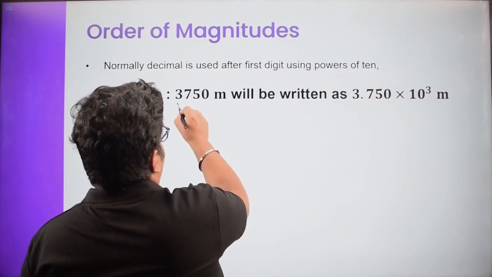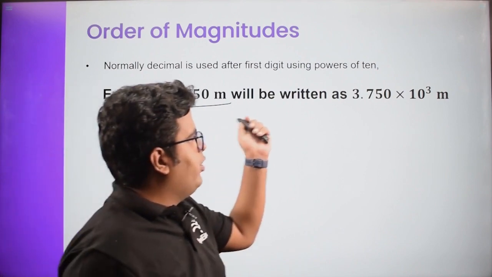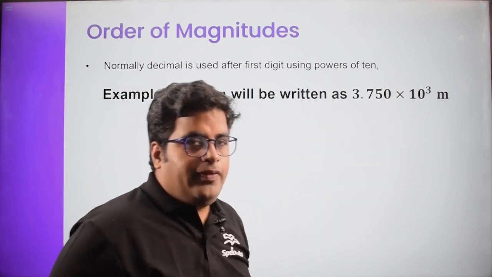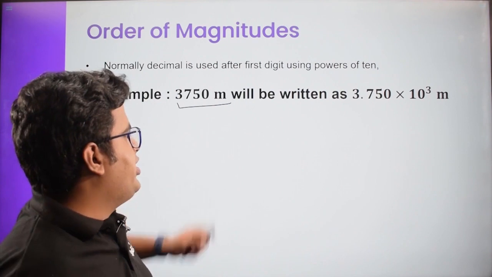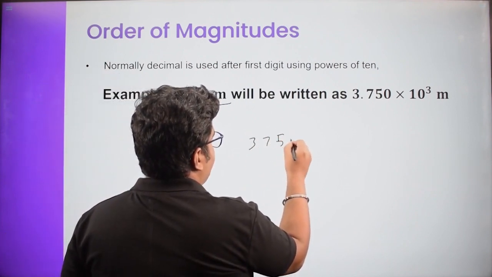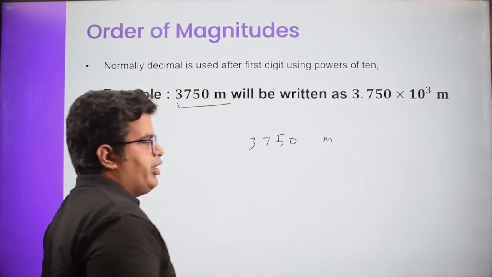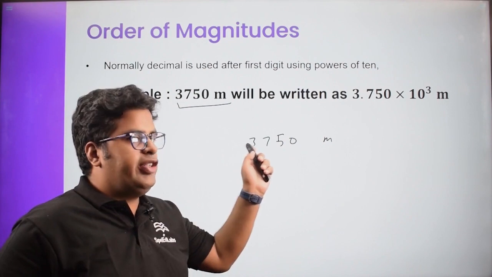Let's say we are given 3750, meaning 3750 meter. Now basically we have to write it in the scientific notation form, that is, there should be a decimal. So how do we do that? See, let's say we have 3750 in meter. Now we want to bring the decimal to this place, that is, after 3 we want the decimal.